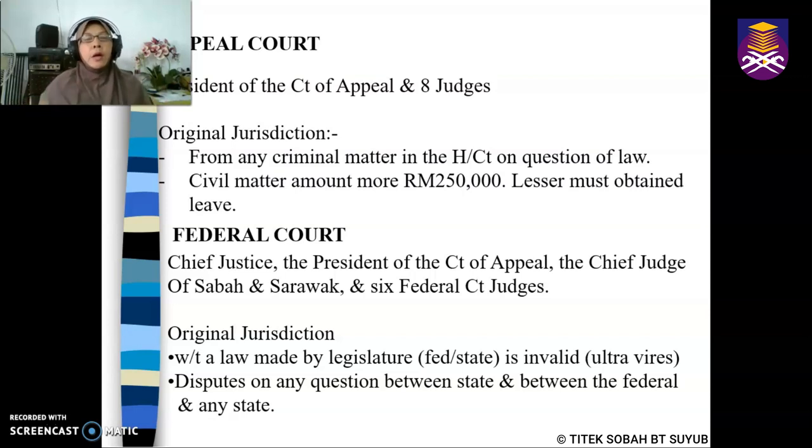And then this is the highest court, which is the Federal Court, whereby we have the Chief Justice, the President of the Court of Appeal, the Chief Judge of Sabah and Sarawak, and all the 6 Federal Court judges. Similar to the Court of Appeal, the judges will be sitting in odd numbers, whether 3, 5, or 7, but most of the time only 3 will be sitting because we don't have enough judges. What is the original jurisdiction of this court? They will determine whether a law made by the legislature is valid or not. If there is a dispute with regard to a certain law, whether that law is ultra vires or not, meaning the law which was made is beyond the power, they will decide whether it's valid or not. Or if there is a dispute between a state and another state or between a state and the federal government, that dispute will also be heard here.